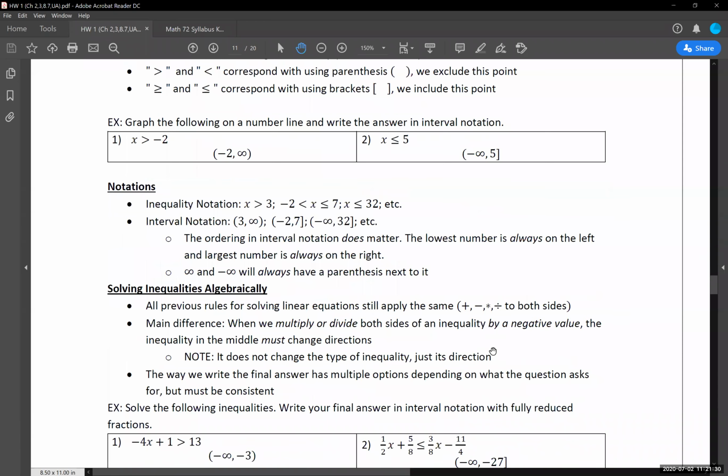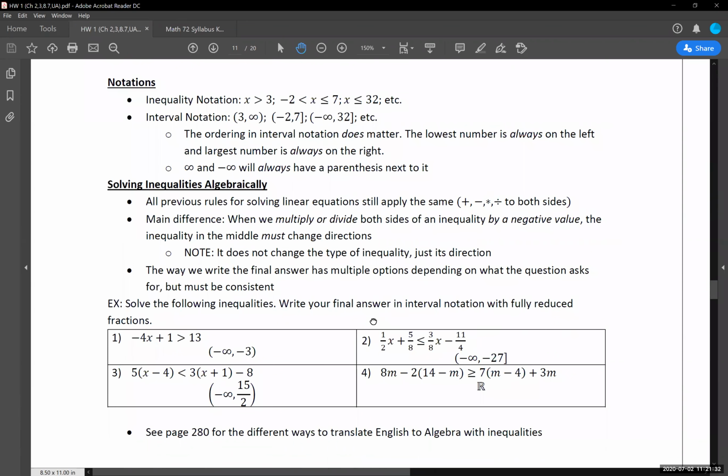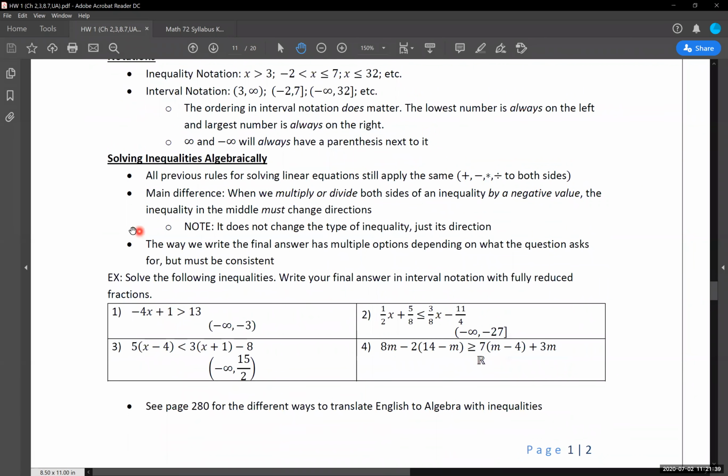And we're going to go through solving and working with inequalities algebraically. Now, pretty much all of the previous rules for solving linear equations are still going to apply here. We're still going to be able to add, subtract, multiply, and divide both sides the exact same way that we've done in the past. We're still able to get rid of fractions the exact same way as we've done in the past.